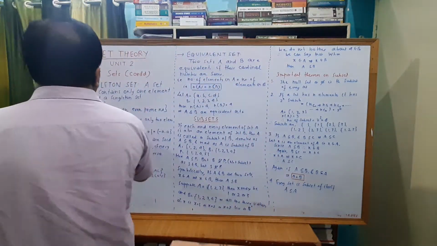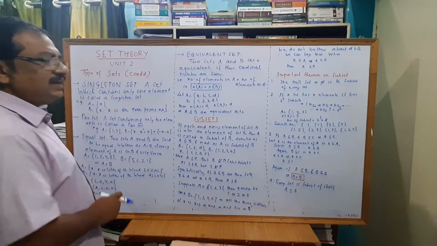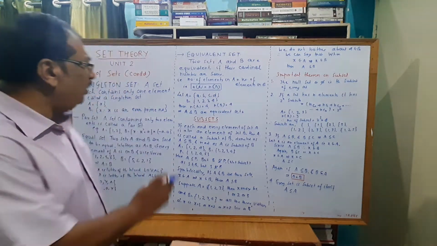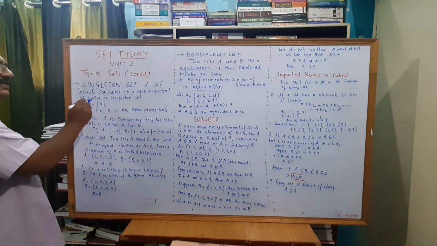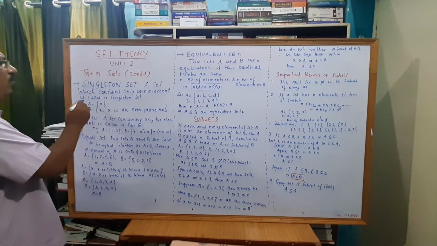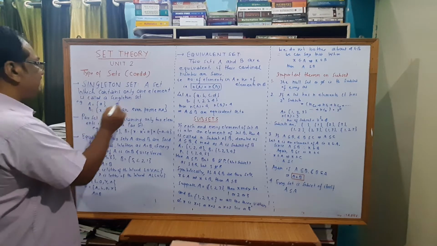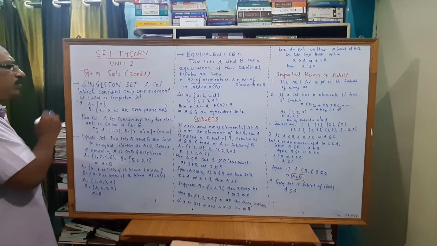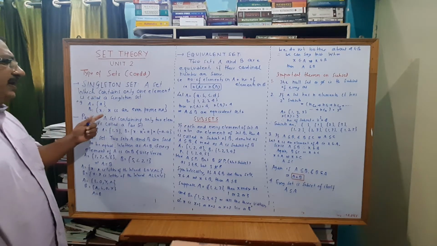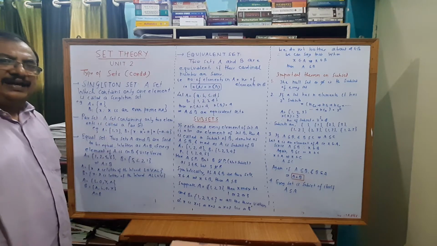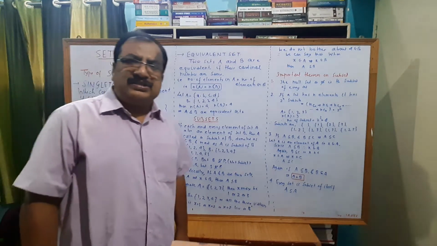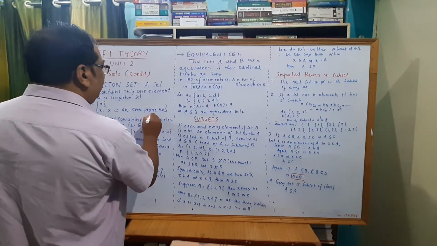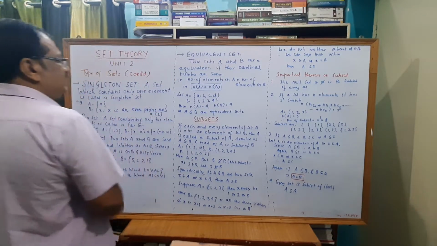Now one type of set is the singleton set. A singleton set is a set which contains only one element. That is, set A is one set, only A is here. Suppose B is the set of all x such that x is an even prime number. So what will you get? In this case, you will get only 2. So this is a singleton set.